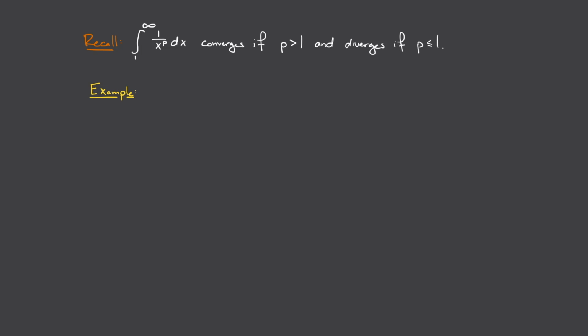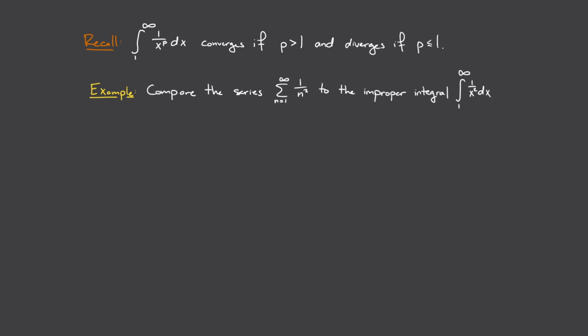So now, as an example, let's compare the sum from n equals 1 to infinity of 1 over n squared to the integral from 1 to infinity of 1 over x squared dx. Now, from the fact that we just stated above, we know that the integral converges. So, by the integral test, the series converges as well. And let's see why this is true in this case.